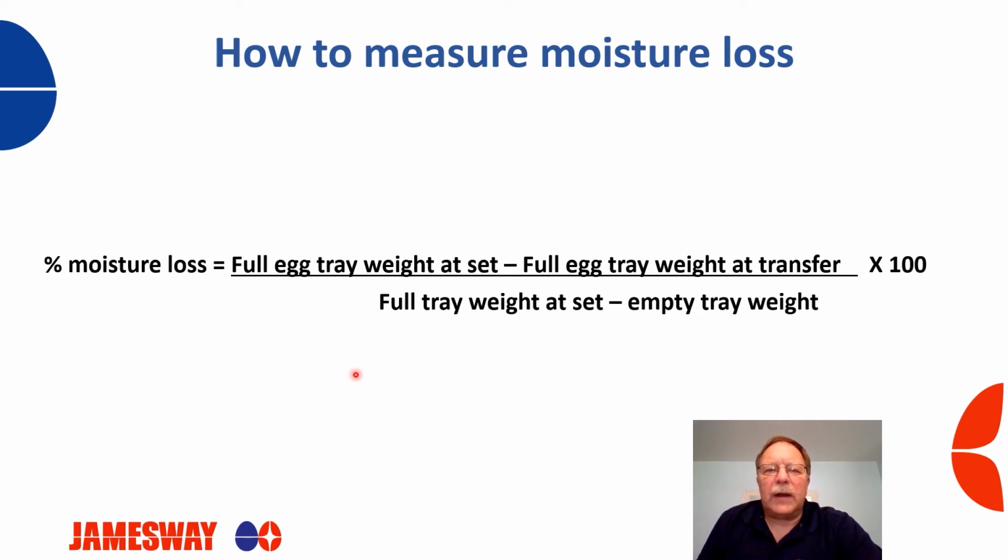So the formula I've got here on the screen is percent moisture loss equals the full egg tray weight at set, which we talked about earlier, minus the full egg tray weight at transfer. We're going to divide that by the full tray weight at set minus the empty tray weight. And I mentioned we need to make sure that we get that empty tray weight. And then we multiply that by 100. So let's run through an example.